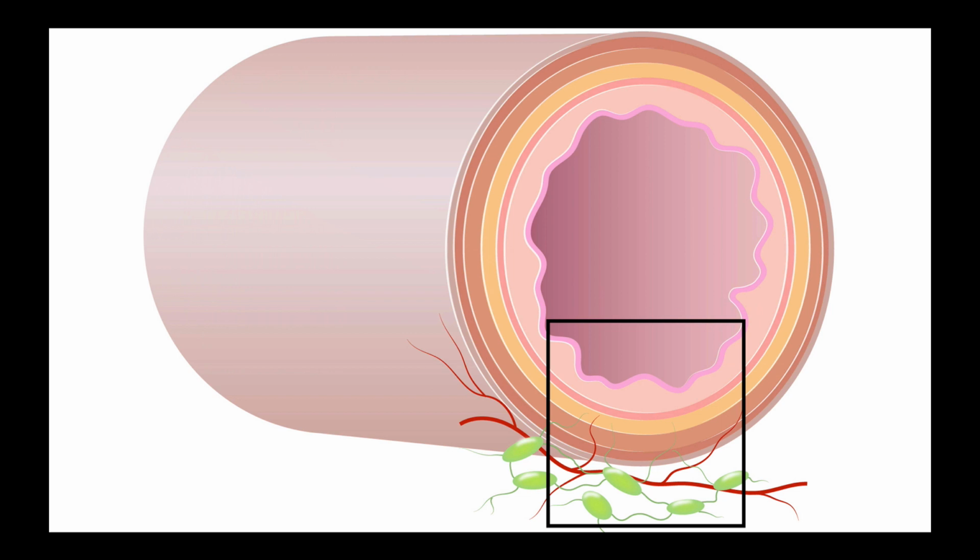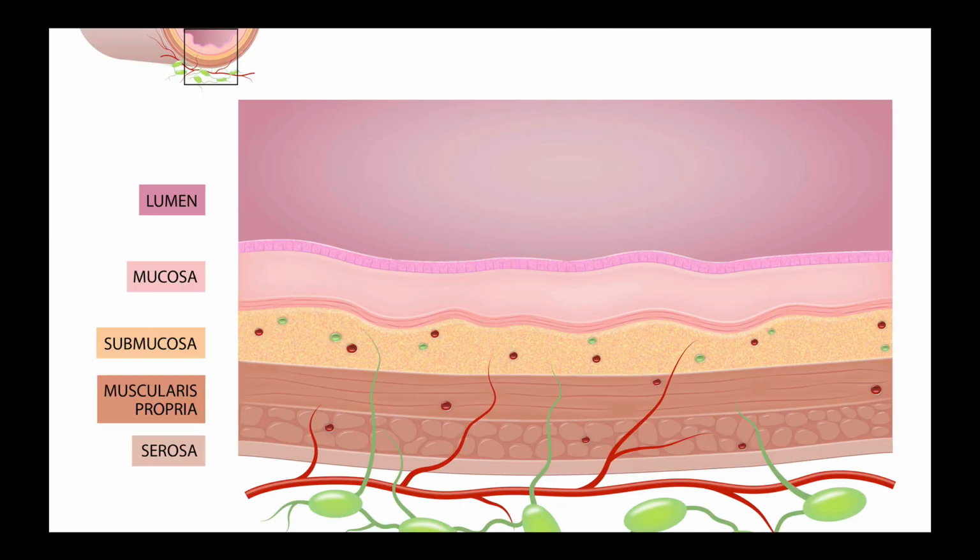This is a view of the colon, and when you look into the details of the wall structure, as you go from the lumen, the first layer is the mucosa, then submucosa, followed by muscularis propria, and finally the outermost layer is called the serosa. Here you see pericolonic vasculature and lymph nodes.